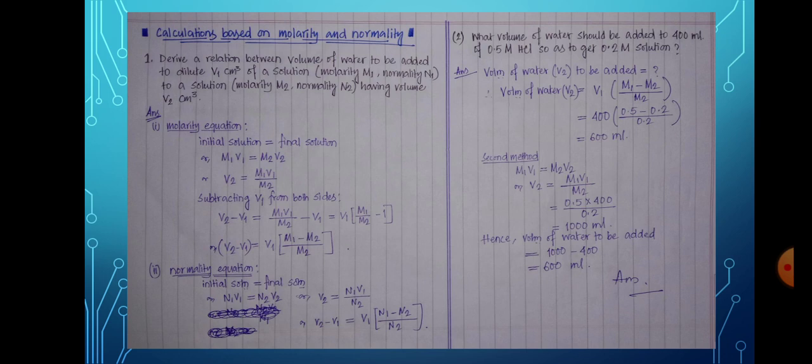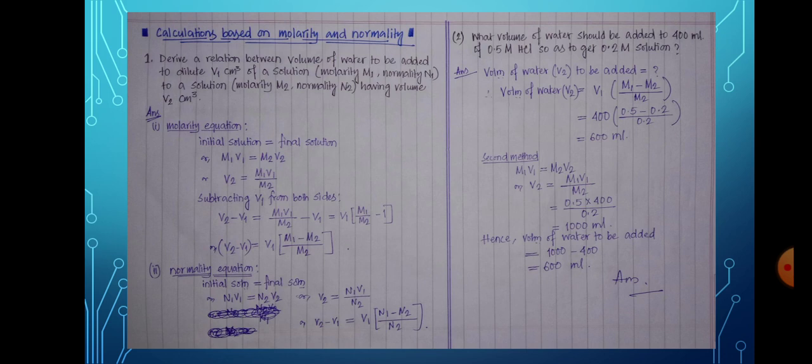Now, initially, the molarity equation: how do you calculate it? The initial solution equals the final solution. Initial solution equals M1 V1, and for the final solution it is M2 V2. So we need to calculate the value of V2 equal to M1 V1 by M2. Now here I am subtracting V1 from both sides. Therefore V2 minus V1 equals M1 V1 by M2 minus V1, or V2 minus V1 equals V1 whole into (M1 minus M2) by M2.